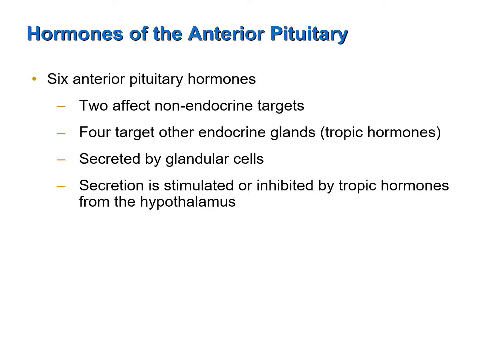So as I mentioned, there are 6 hormones released by the anterior pituitary gland. 2 do not affect endocrine targets. So in other words, 2 are not tropic, the other 4 are. All 6, however, are secreted by the glandular cells in the adenohypophysis and are released in response to tropic hormones from the hypothalamus.